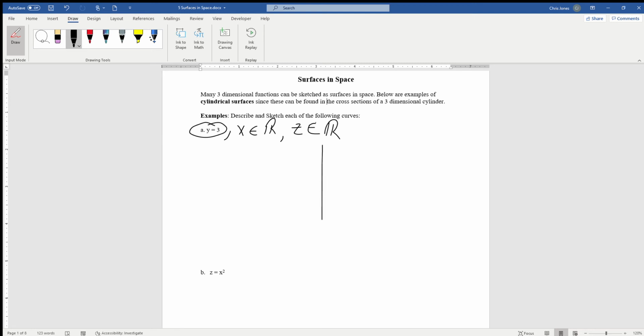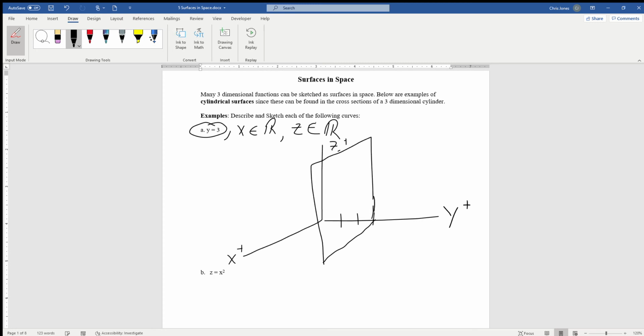So when we graph it on our 3-dimensional plane, remember this is x positive, this is y positive, and this is z positive. Now y has to be 3. Right? x and z can be anything. So you may recall that we just sketched a plane, right? And again, that plane just runs infinitely through y equals 3 in all directions, up, down, left, and right.